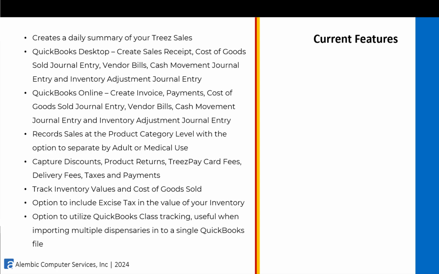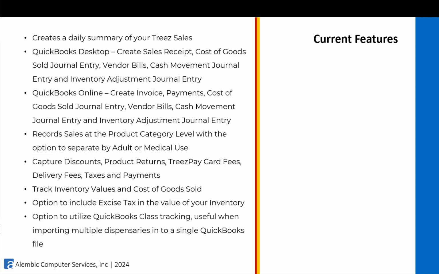We're creating a cost of goods sold journal entry, which is going to reduce your inventory value and increase your cost of goods sold. And we're going to bring in, again, your fulfilled purchase orders entries are going to come over as bills into QuickBooks. We're creating a cash movement journal entry and then an inventory adjustment journal entry as well. The only difference that we see over on the QuickBooks Online side is rather than creating a sales receipt, we're creating an invoice with individual payments for each one of those payment methods. Everything else is exactly the same.